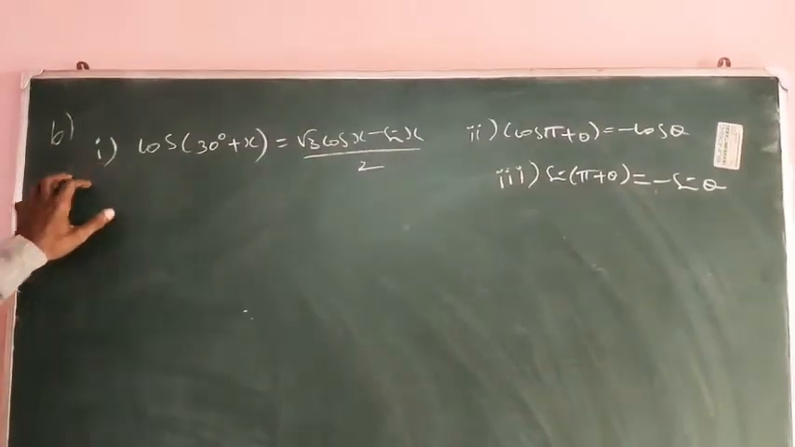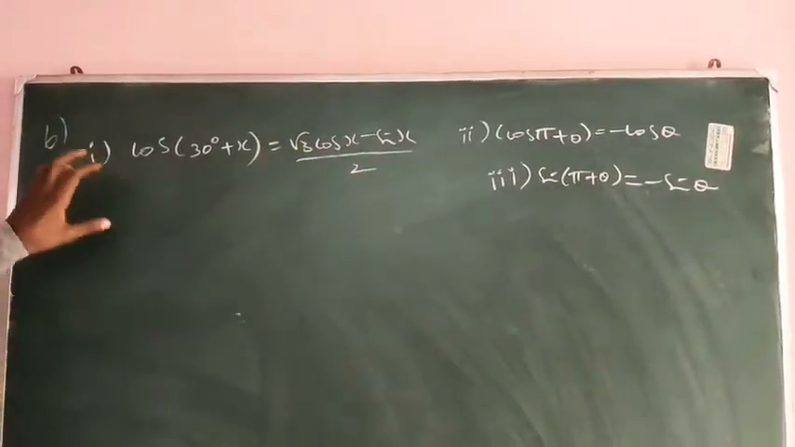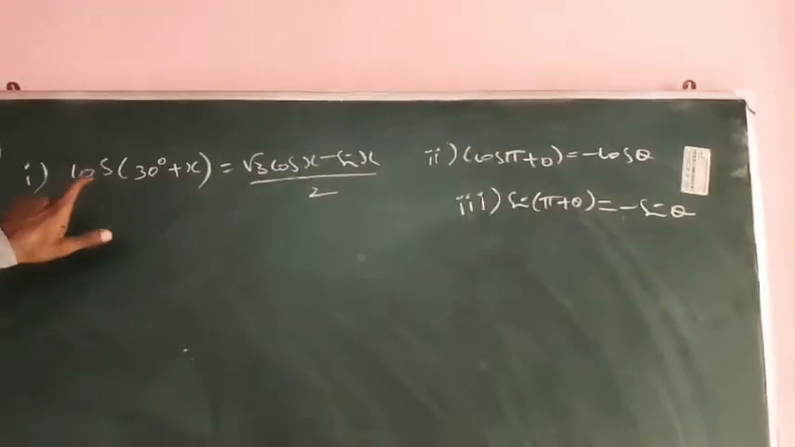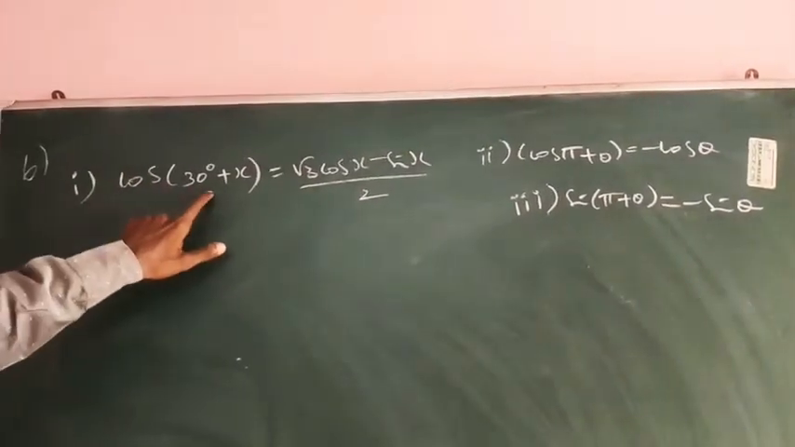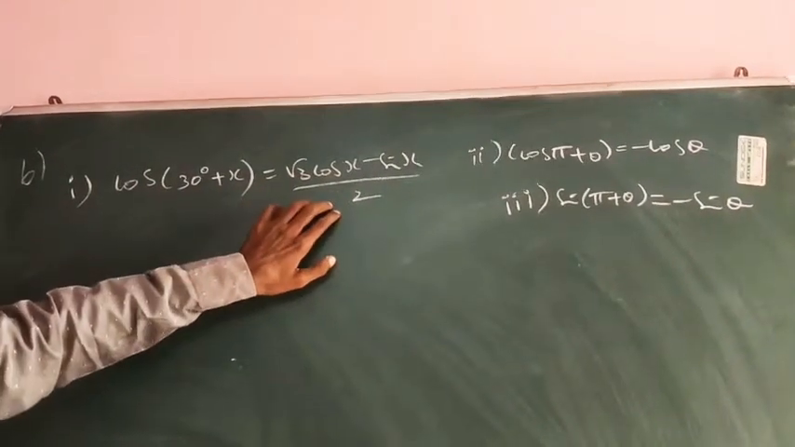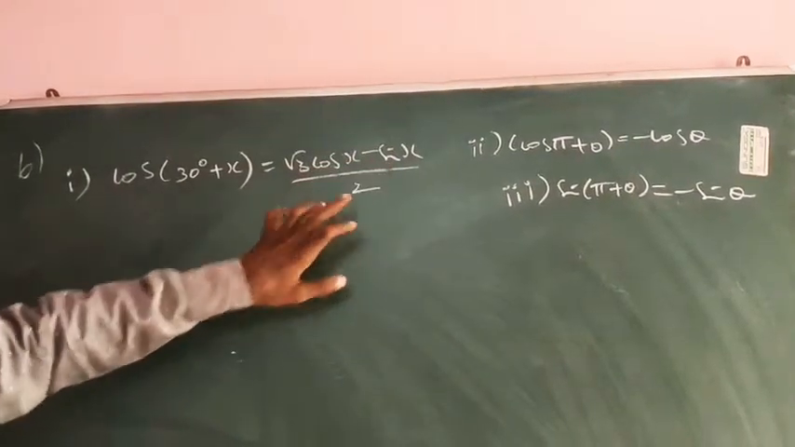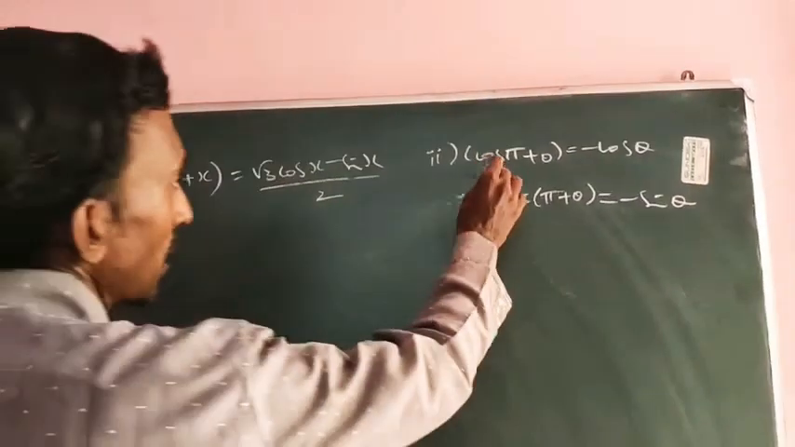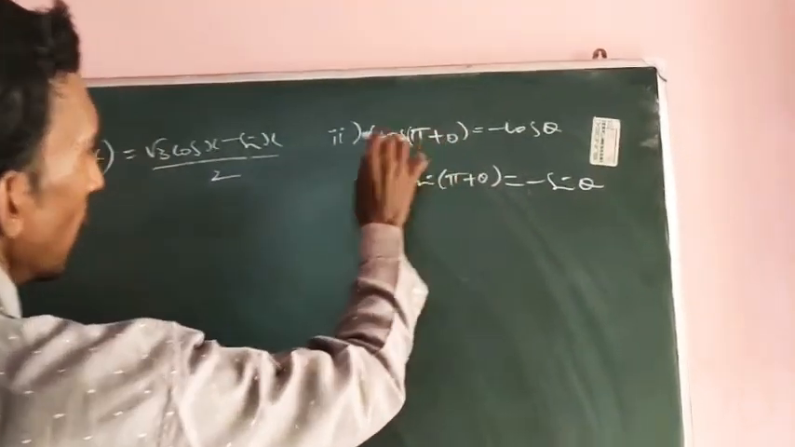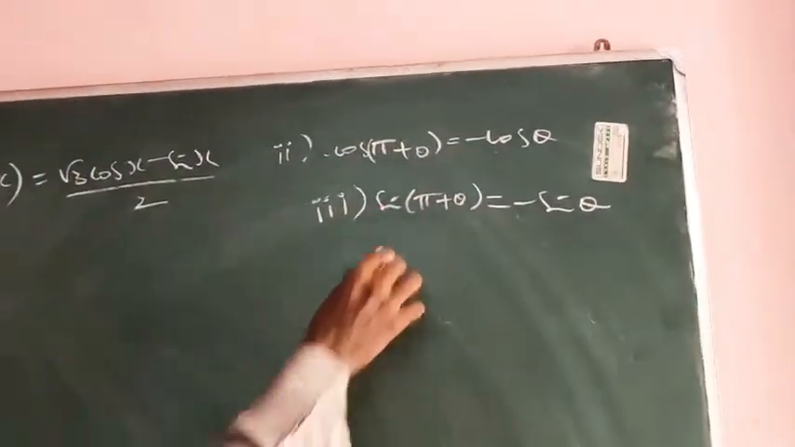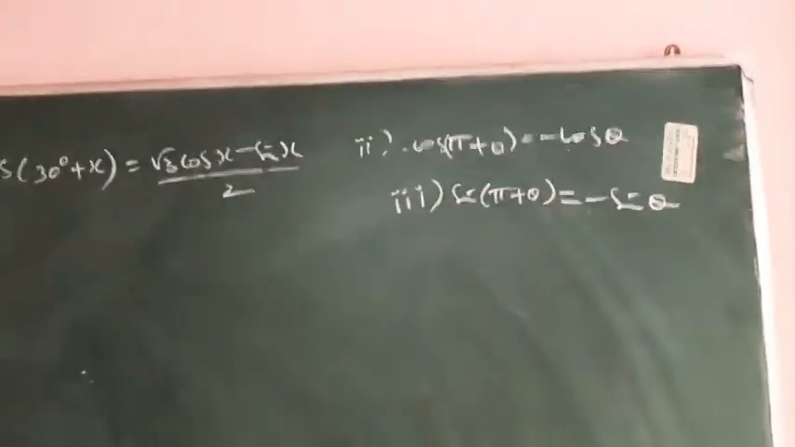Question number 6. There are 3 subdivisions. Our aim is to prove these equations. First one, cos of 30 degrees plus x equals root 3 cos x minus sin x by 2. Second, prove cos of pi plus theta equals minus cos theta, and also sin of pi plus theta equals minus sin theta.